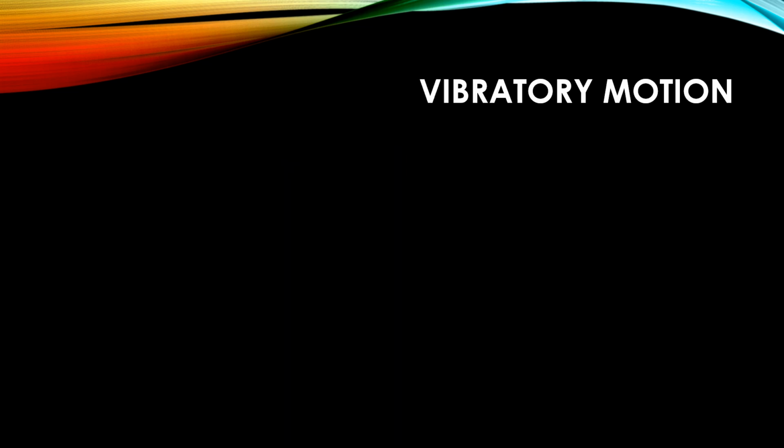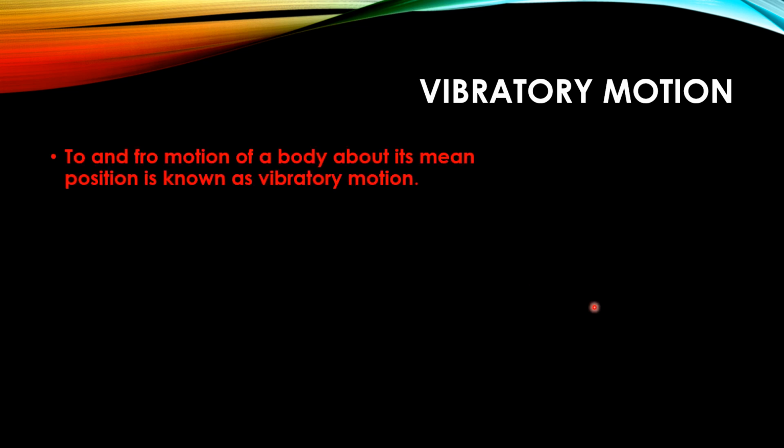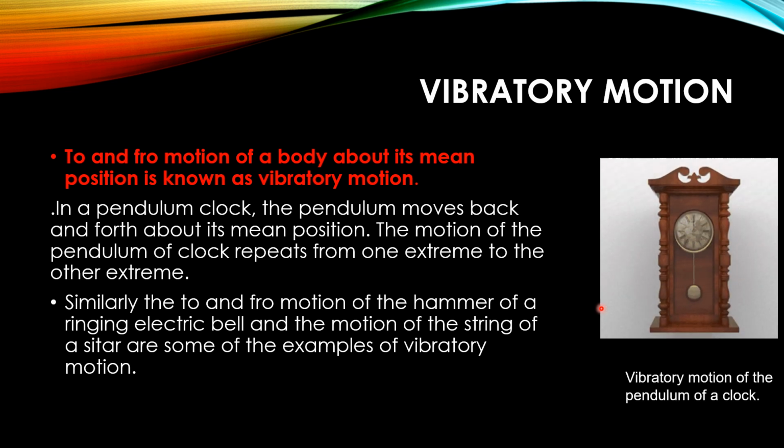Now, vibratory motion. To and fro motion of a body about its mean position is known as vibratory motion. As you can see in the figure, it's a pendulum clock. The pendulum moves back and forth about its mean position. The motion of a pendulum clock repeats from one extreme to the other extreme. Similarly, the to and fro motion of the hammer of a ringing electric bell and the motion of the string of a sitar are some examples of the vibratory motion.